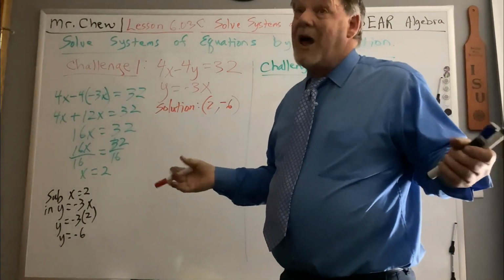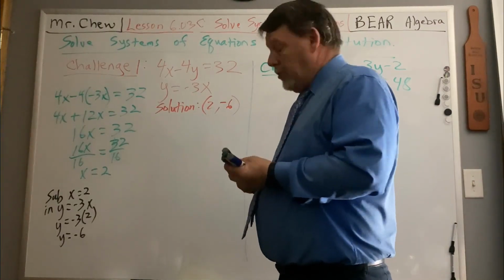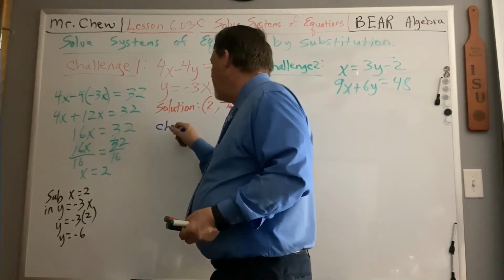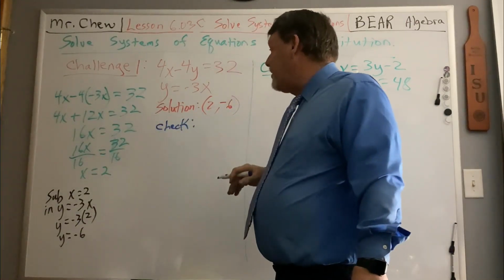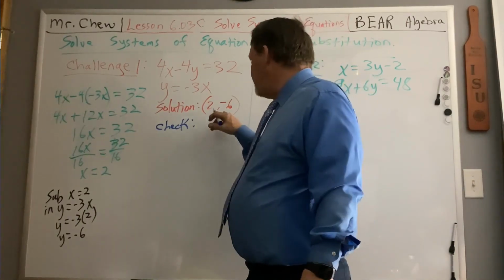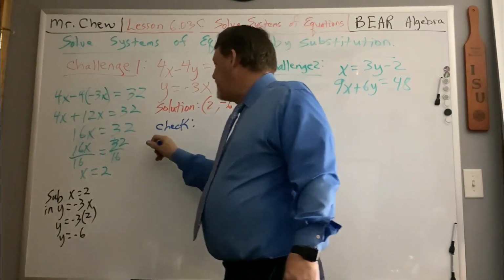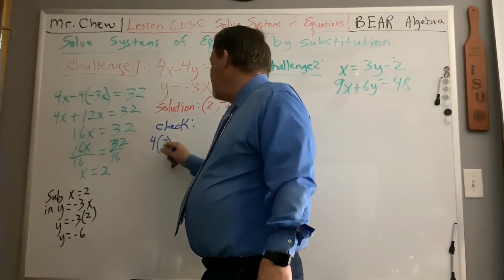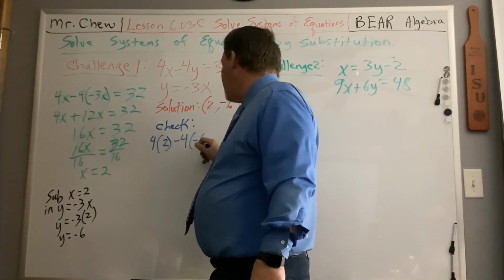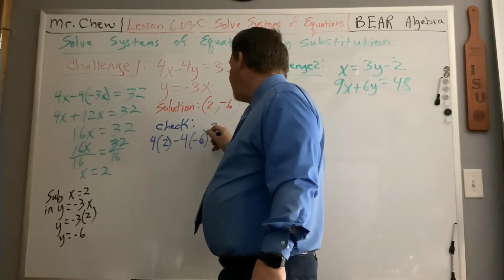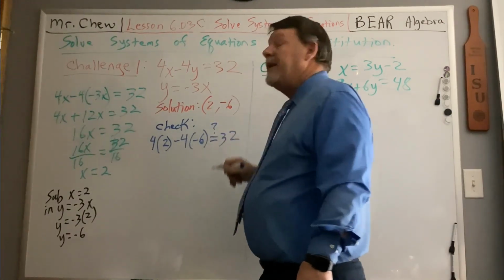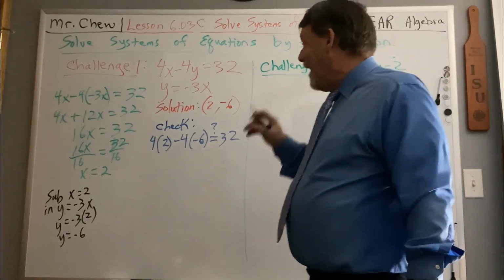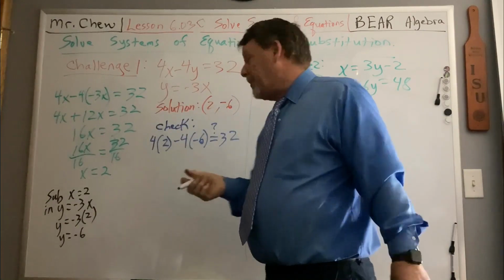But I could have made a mistake. So what do I do? I'm going to check it. So to check this, you're going to substitute in both equations. I'm going to substitute 2, negative 6. So I take my top equation, 4 times 2 minus 4 times negative 6, and I'm asking, is that equal to 32? And if it is equal to 32, then I know for a fact that that point, 2, negative 6, will be on that top equation.